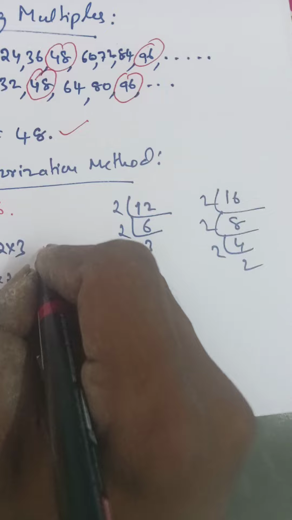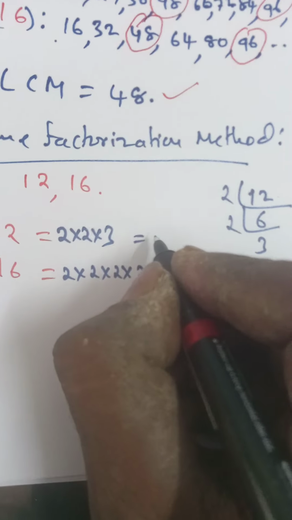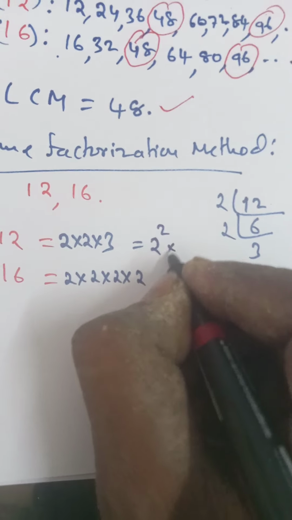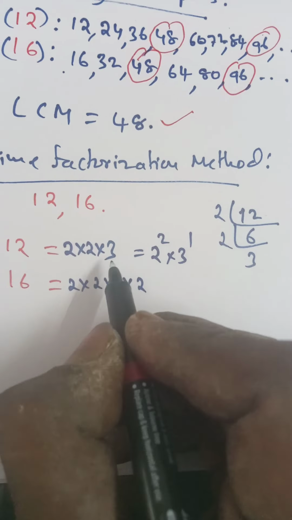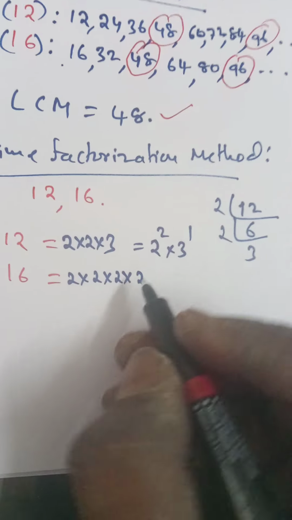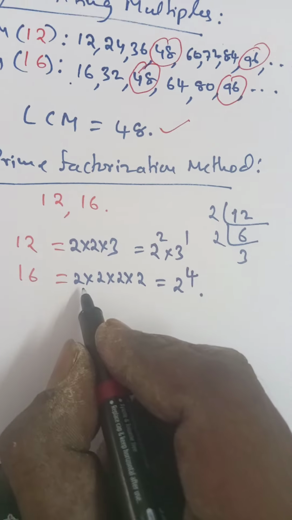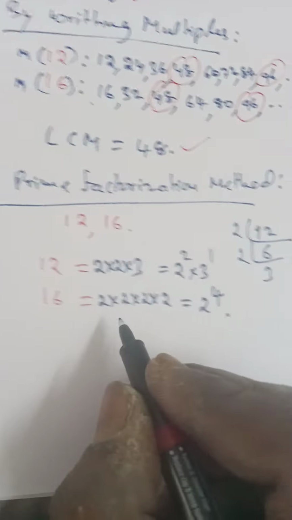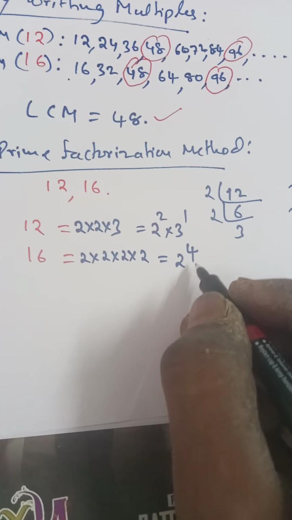For that, to understand it properly, try to express the prime factorization of both of them in exponential notation form. So 2 into 2 into 3 can be written as 2 square into 3 to the power of 1. Is it clear to you? 2 into 2 in the exponential form is 2 square, and 3 is alone, so 3 power 1. And the next one is 2 power 4, right? 2 into 2 into 2 into 2, 4 times 2 equal factors are multiplied. We can write it as 2 raised to the power of 4.